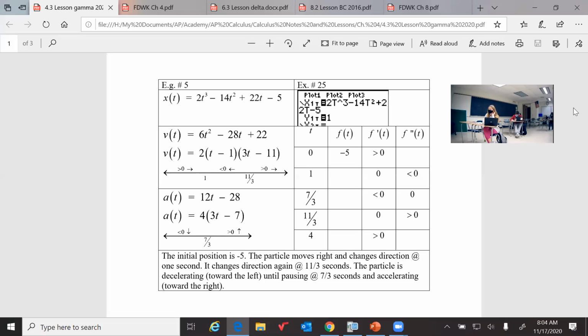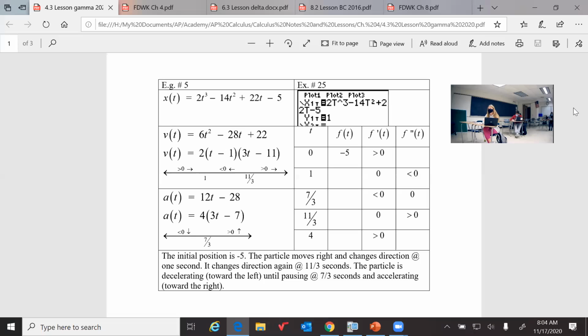Go to the right of the 11/3. Go to 12/3, which is 4. Put a 4 in here. Positive, positive, positive. Right here, sorry. And then what's happening?